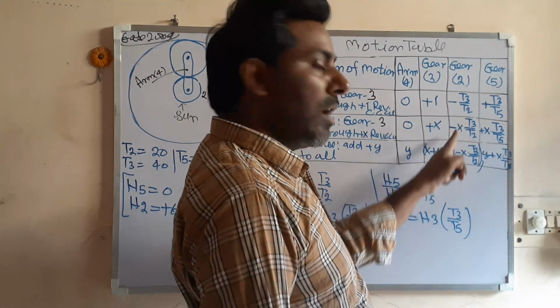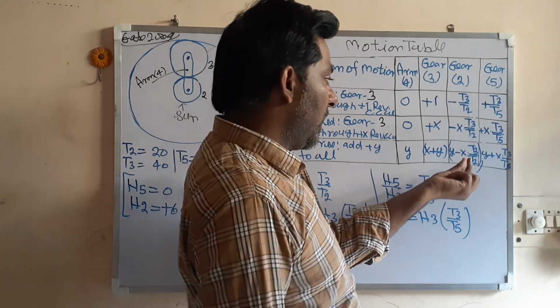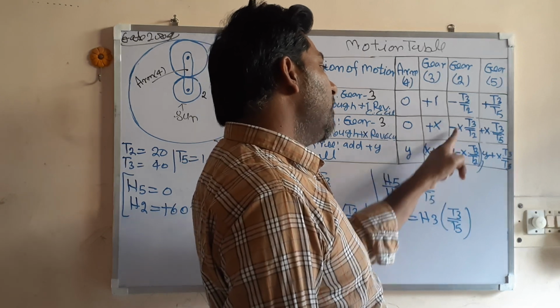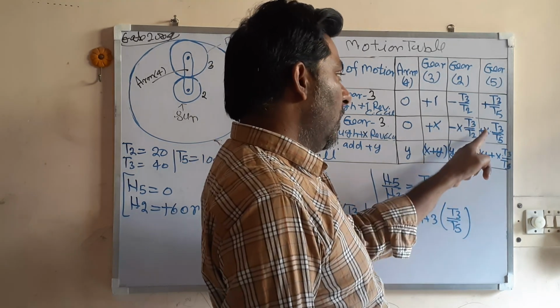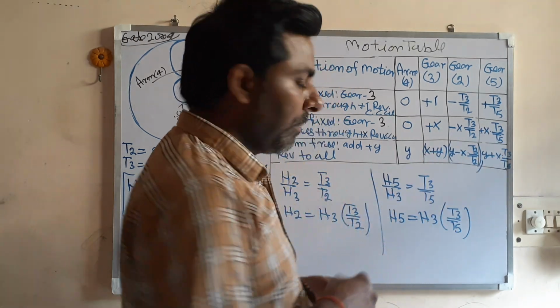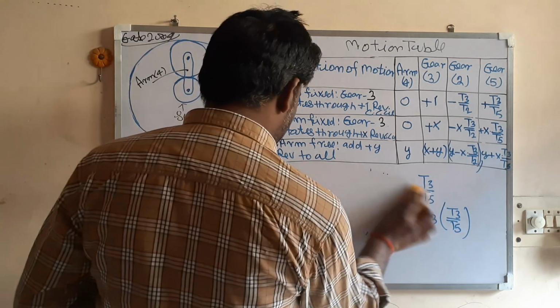Okay, look at here. This is somewhat difficult to read, but let us see. So I am adding y. So y minus x times T3 divided by T2, and y plus x times T3 divided by T5. Now let us see what this is showing. Now I am reviewing this.